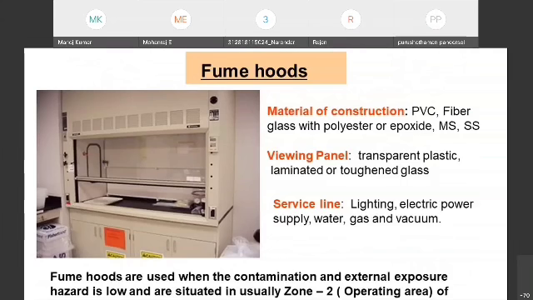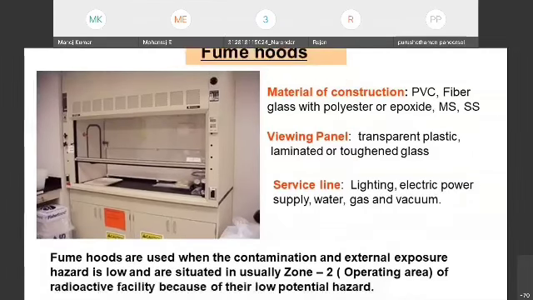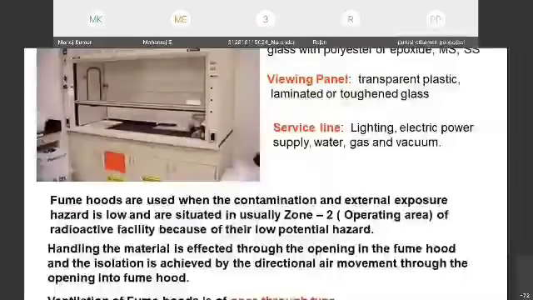Most of you would have seen this in chemistry labs, in your college or any chemistry labs. This is called a fume hood. Here you have a panel. The material of construction could be PVC fiber with glass. Here we can have a door which can be opened or closed, and we will have a viewing panel, and we have various services like lighting, electric power supply, water lines, vacuum lines, gas lines, all the services will be available in this. Generally fume hoods are used when the contamination and external exposure levels are very low. And when liquid radioactive materials are handled, we use these fume hoods.